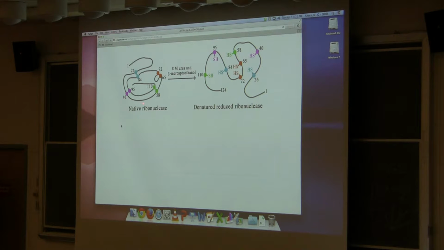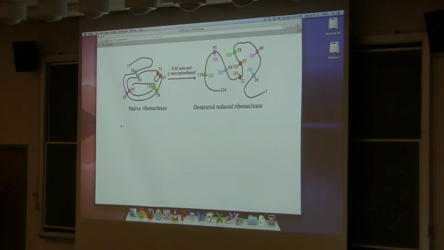Now, I said this enzyme was unusual in that it's actually fairly hard to unfold this protein. This protein has, at very strategic places within it, disulfide bonds. Anybody remember what a disulfide bond is? How do we make a disulfide bond?